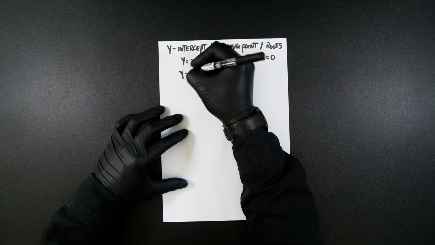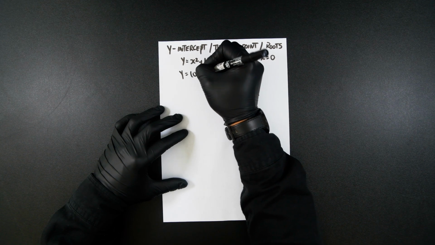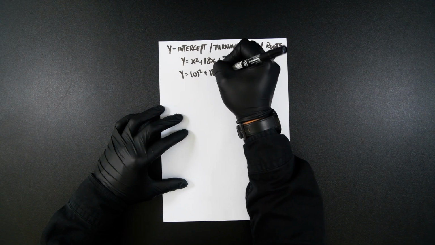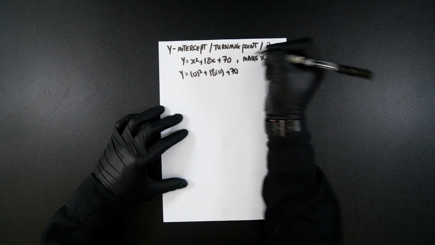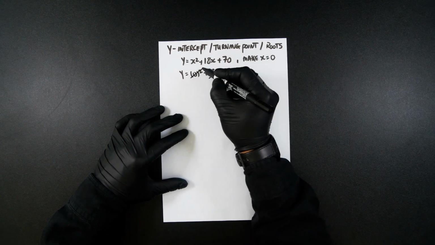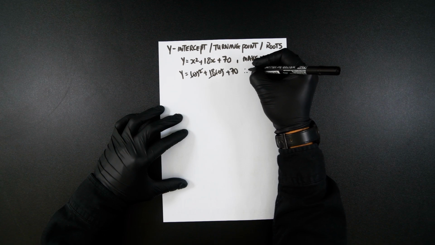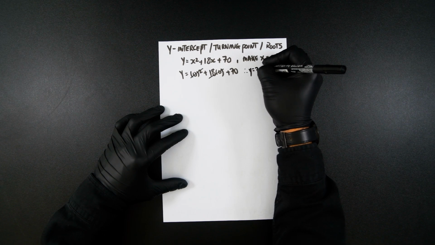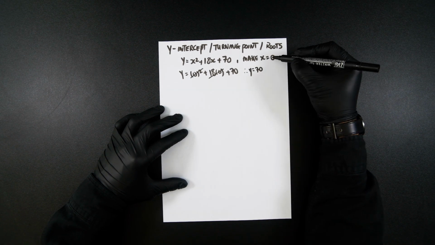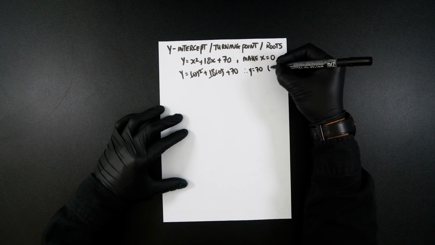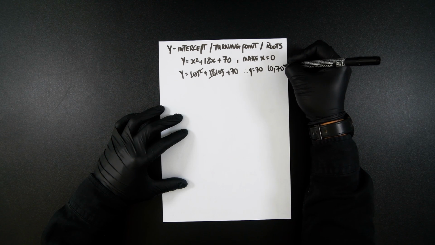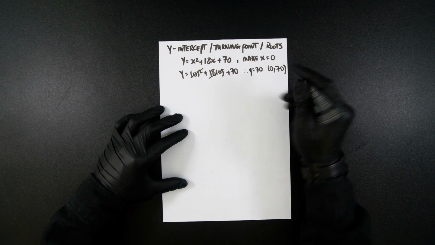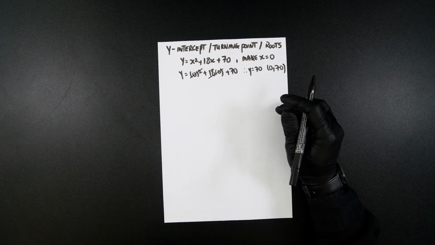So y would be 0 squared plus 18 times 0 plus 70. 18 times 0 is 0, 0 squared is 0, so therefore y will equal 70. So we know that x is 0 and y is 70. We now have found the y-intercept point. Let's now find out what the turning point is.